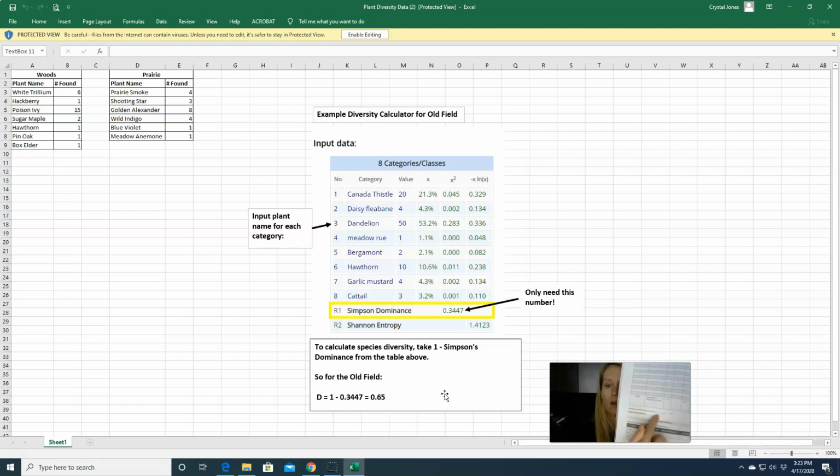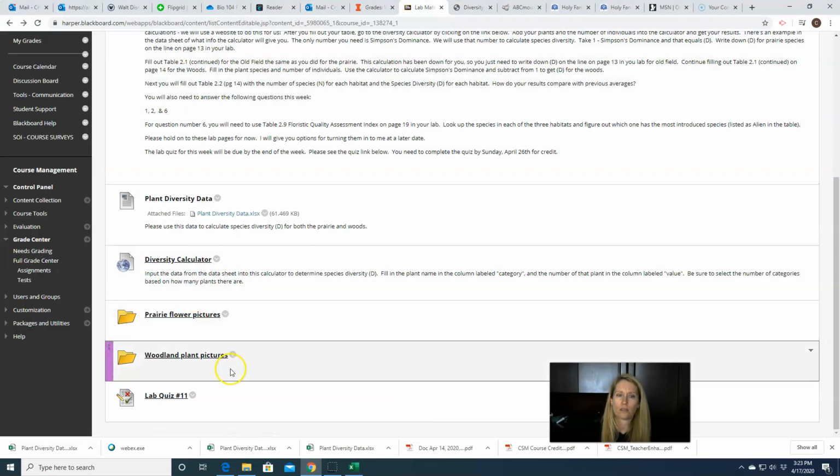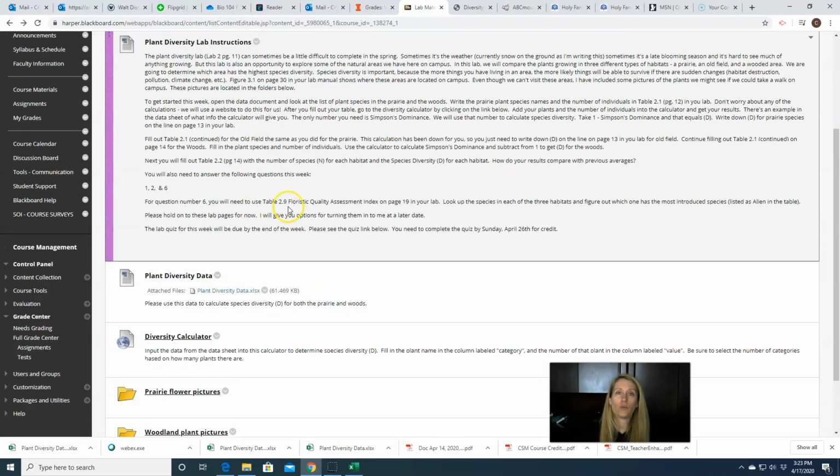Okay, so down here, and then finally put all of those values here in table 2.2, as well as telling me how many total species were in there. So how many different numbers of plants. In this case, the number of categories here is the same as the number of species. So 6, 5, 8, whatever it happens to be. And then what the D is, species diversity. All right. And then after that, you just have a few questions to answer as well. I think there's only 3 questions this week, 1, 2, and 6.